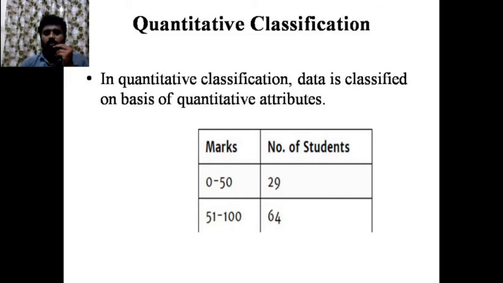Next, when it comes to the quantitative classification, the data is classified on the basis of the quantitative attributes. This is an example of the quantitative classification. It talks about the marks and number of students, like how many students have got marks between 0 to 50, it states 29. How many of them have got 51 to 100, it is 64.